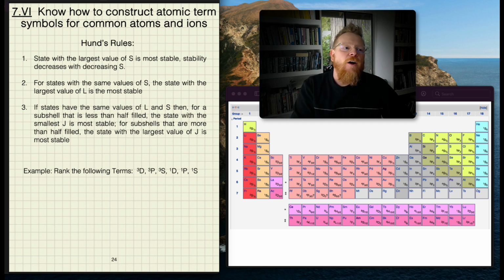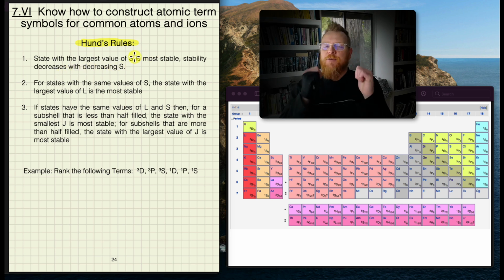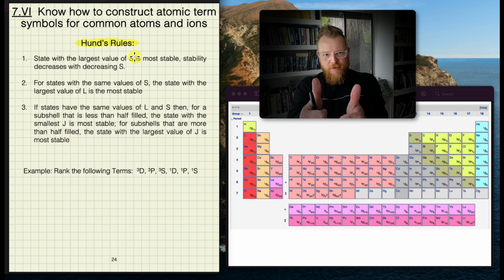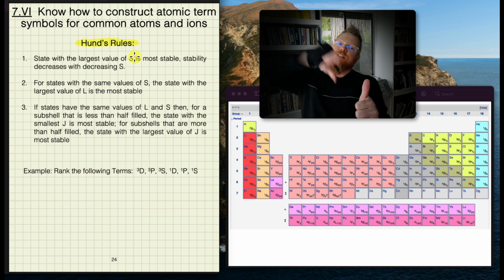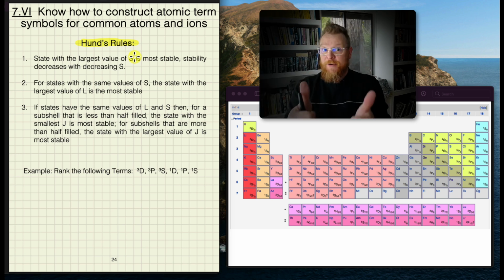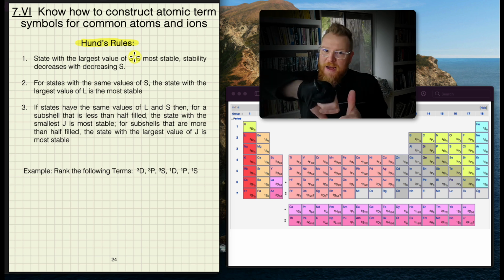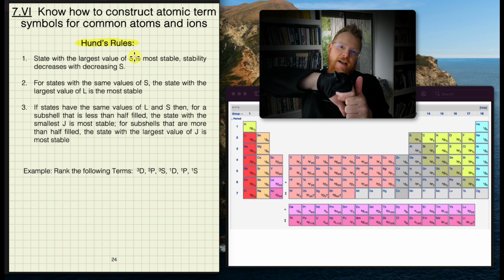So here are our Hund's rules, but now reconfigured to understand it with term symbols. They're the same Hund's rules that we looked at before and in more detail in general chemistry, but now we're going to use them with term symbols. So states with the largest value of S are most stable. Stability decreases with decreasing S. This is just another way of saying if you can keep them spin parallel, or in other words, unpaired versus paired up, unpaired is better. Unpaired is more stable.